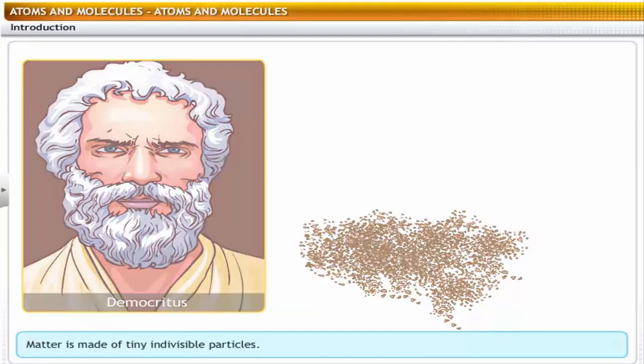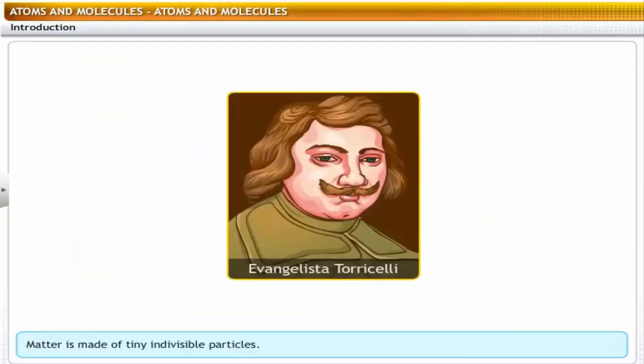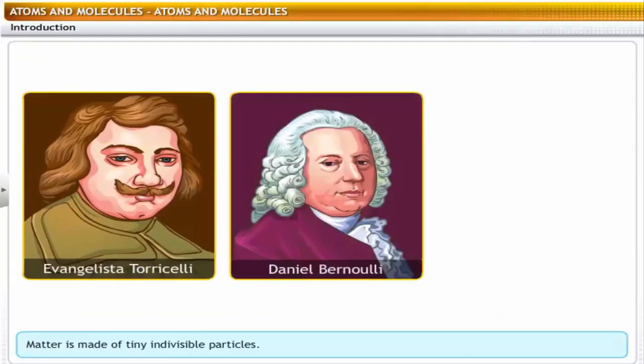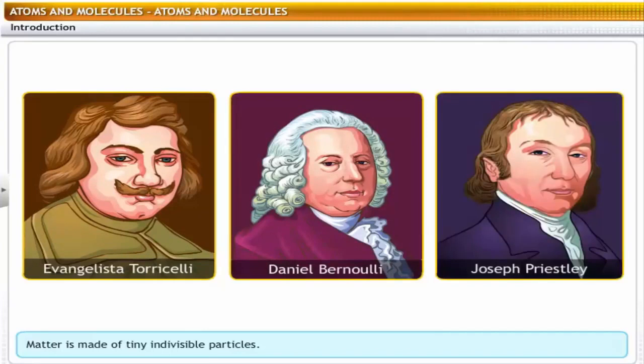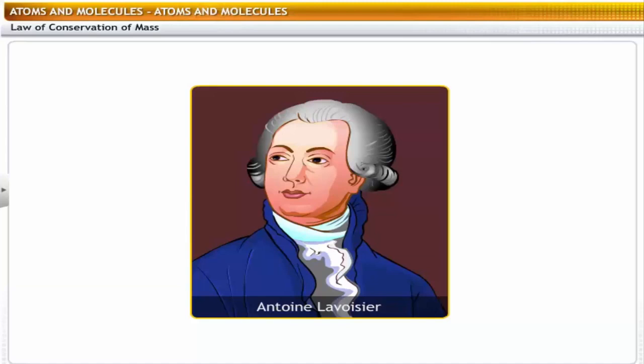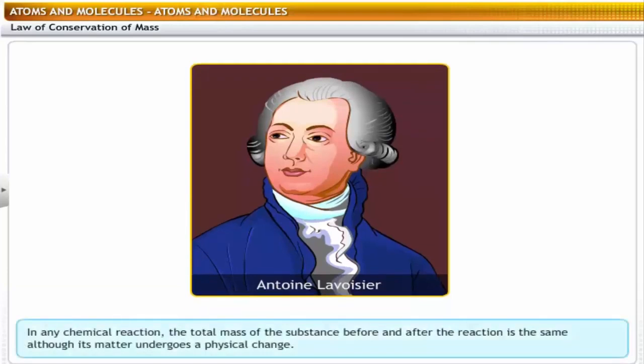Many scientists like Evangelista Torricelli, Daniel Bernoulli, Joseph Priestley, and Antoine Lavoisier started studying the natural world. Among them, Joseph Priestley discovered that substances could combine together or break apart to form new substances. Later, Antoine Lavoisier, from his experimental observations, established a law that states that there is no gain or loss of mass when new substances are formed.